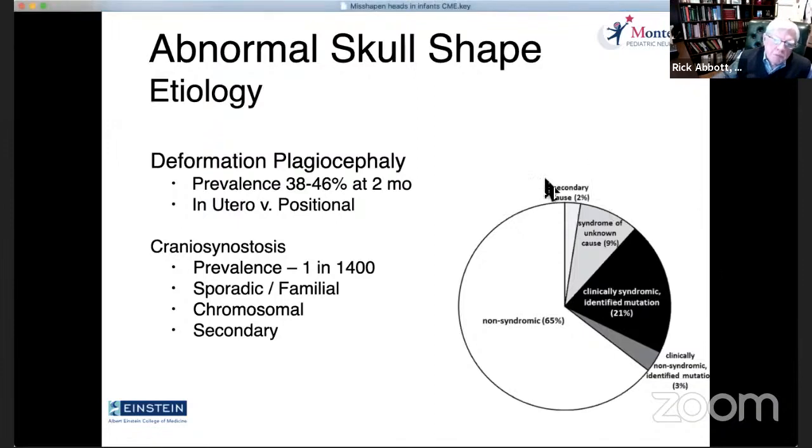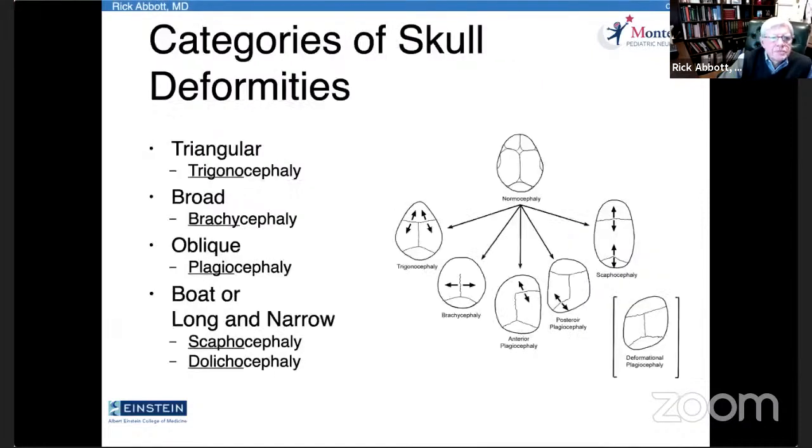A small percentage of the craniosynostosis will be secondary to other conditions, some of them being rickets, hematological disorders, mucopolysaccharidoses, and hypothyroidism. Those are some of the conditions that can cause secondary craniosynostosis. There are categories to describe the craniosynostosis.